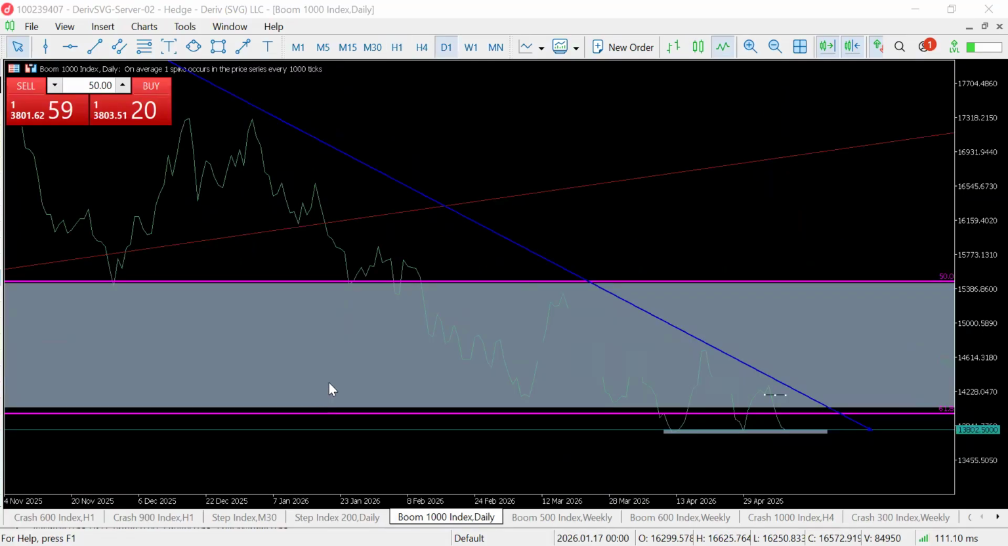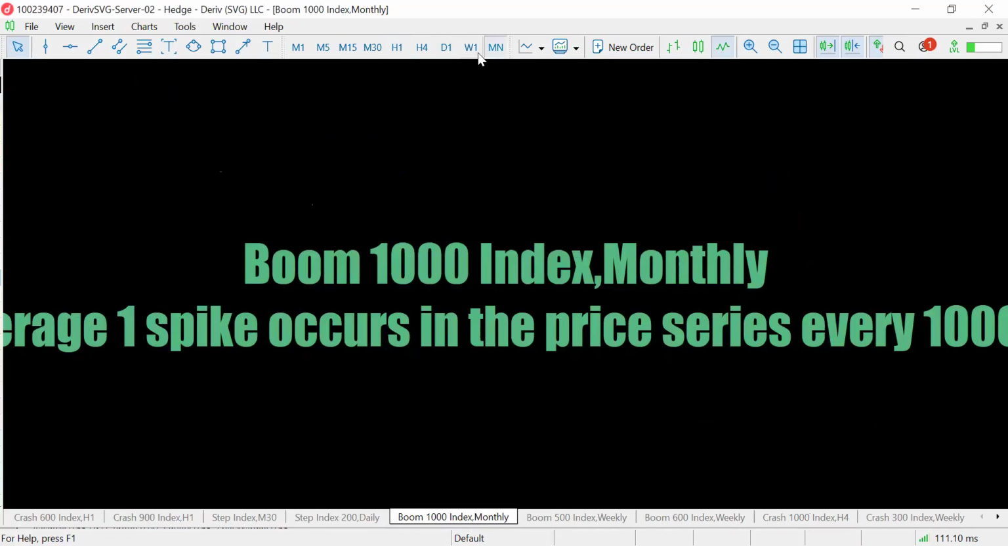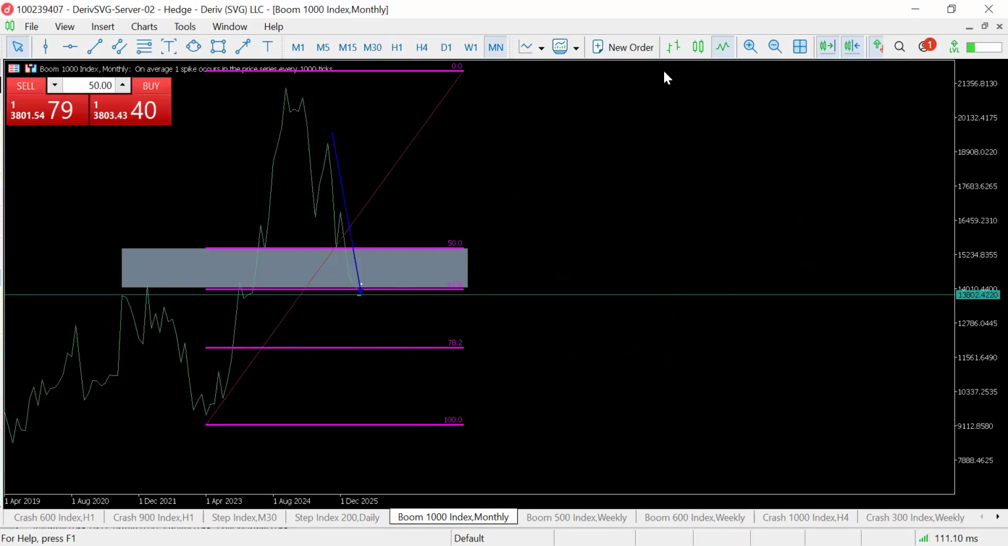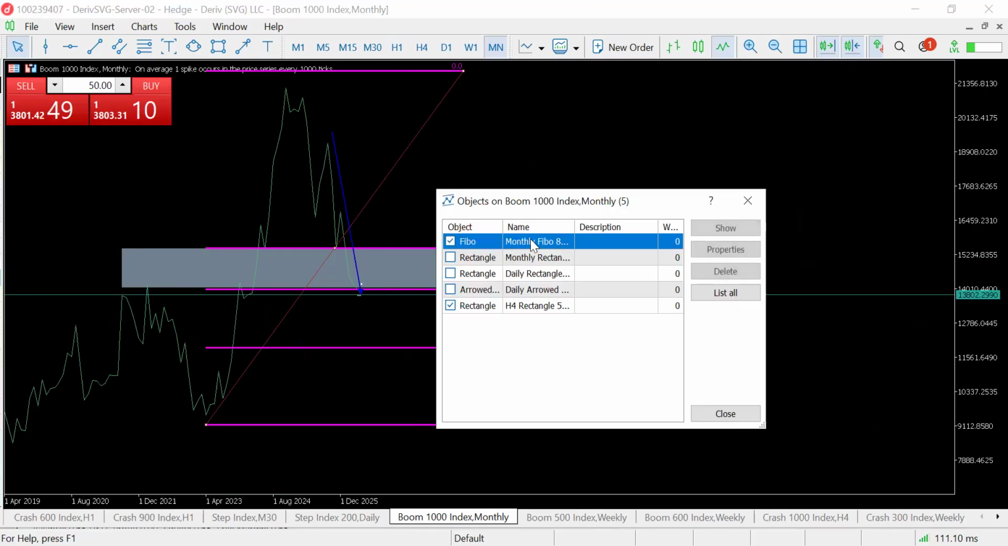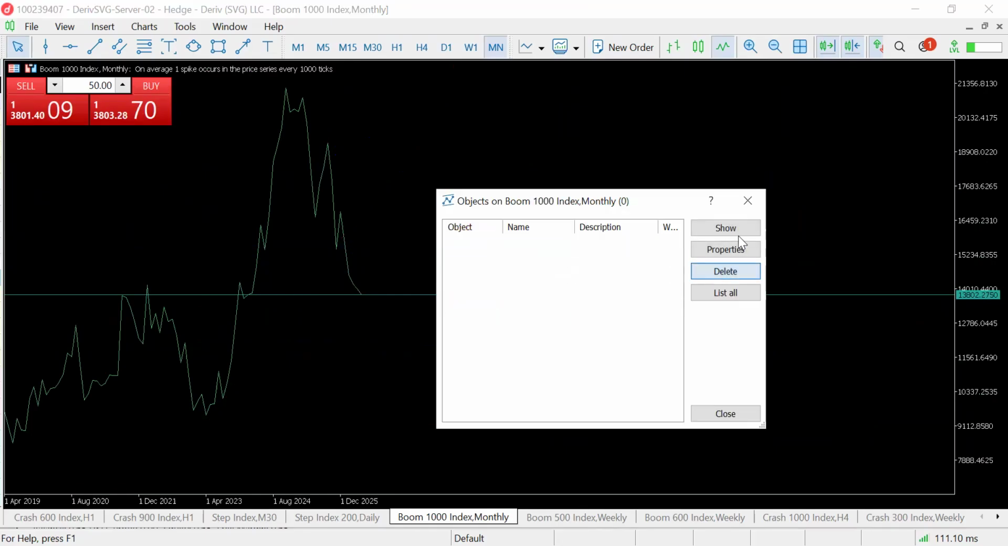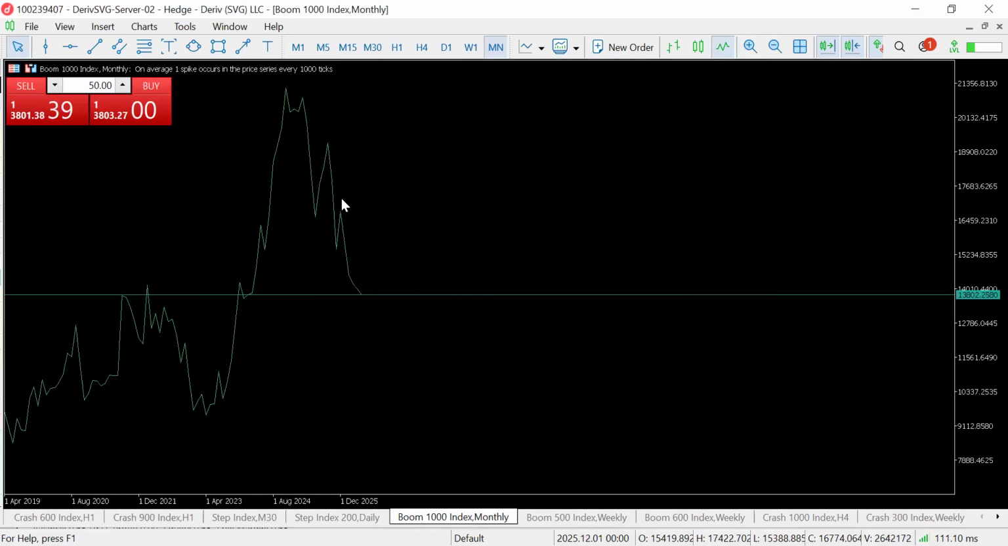So, Boom 1000 index. I took a very long sell position that lasted for 3 days and made a good amount of profit from it. And I shared the results on my socials.